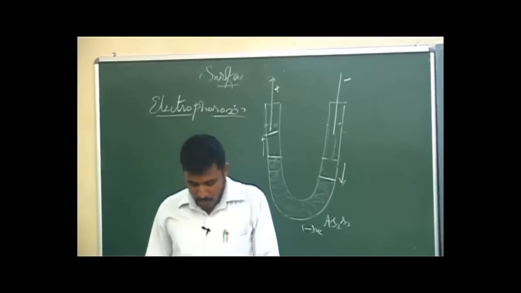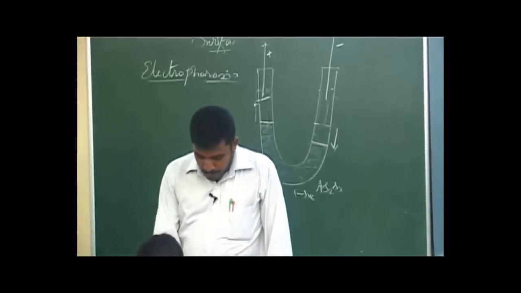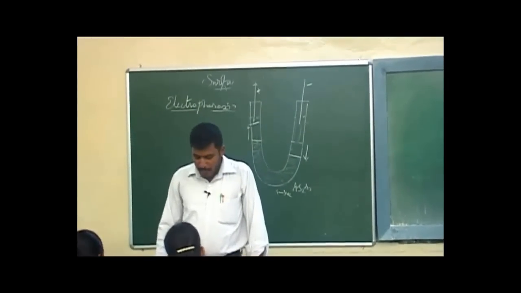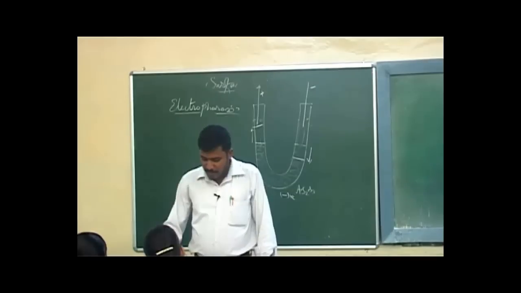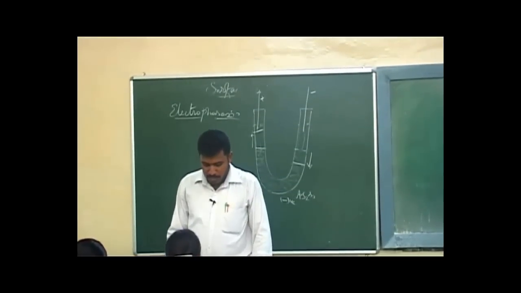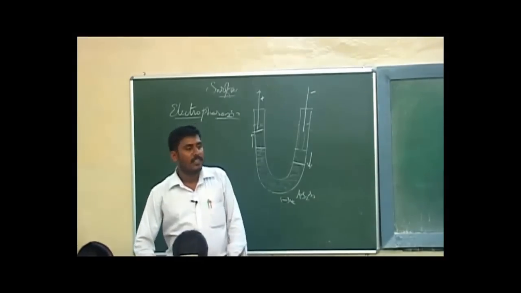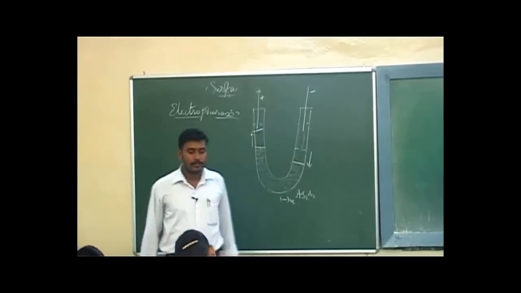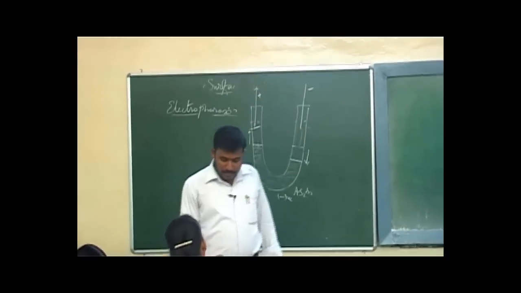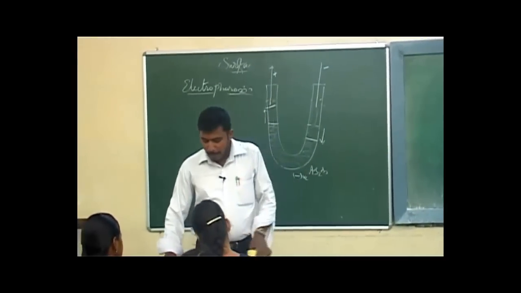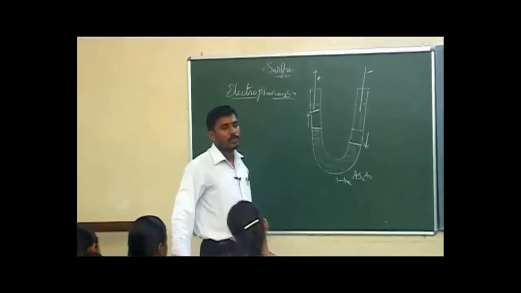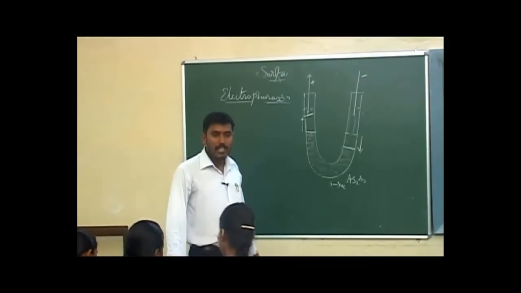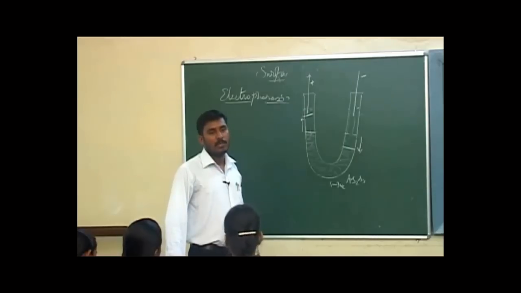What does electrophoresis mean? The movement of sol particles under an applied electric potential is called electrophoresis. The movement of sol particles, that's a very important phrase. The movement of sol particles under an applied electric potential is called electrophoresis, or otherwise cataphoresis.